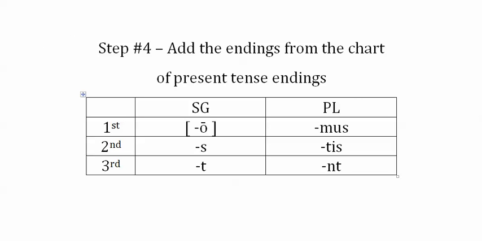Our final step, step number 4, is to add the endings. These are called the personal endings for present tense because they indicate the person who will be the subject of the verb. The O is in brackets because we've already used that. We copied it from the dictionary definition, so we're not going to need to add that. But we will add all these other endings on, and that will help us finish forming all the present tense forms of porto.